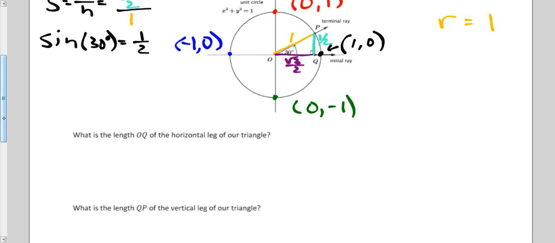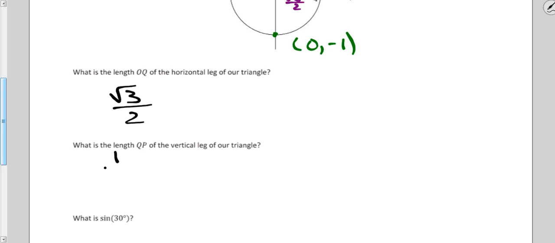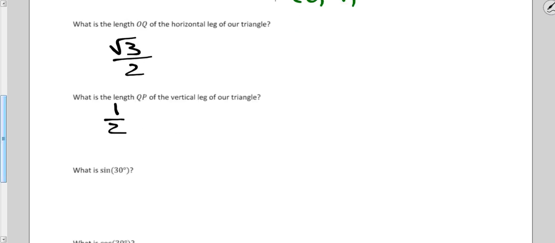Let's scroll down. We've already found the length of our right triangle's side, which we said was root 3 over 2, thanks to Ethan's acumen. And we said the length of QP, the vertical leg, was 1/2. I believe that was also Ethan. You are on a roll. And we found the sine of 30 degrees as well, which we said was 1/2, or 0.5.